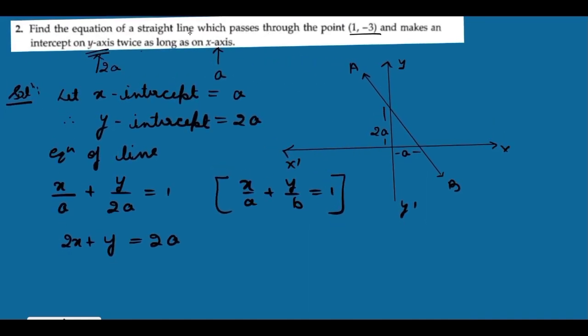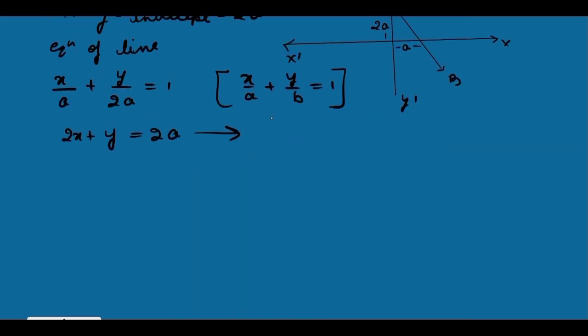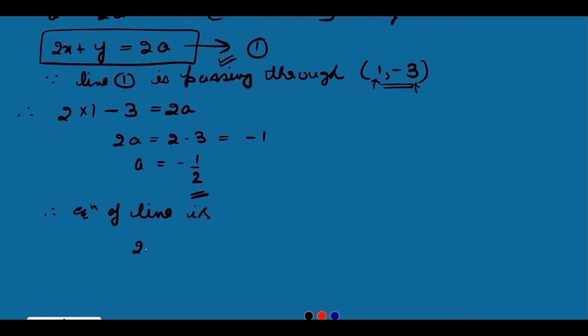Now, the given line is passing through the point (1, -3). It means the coordinates of this point will satisfy the equation of a straight line. a is equal to -1/2. Then substitute the value of a in equation 1. 2x plus y is equal to 2 into minus half. Put the value of a. 2x plus y plus 1 is equal to 0. This is the required equation.